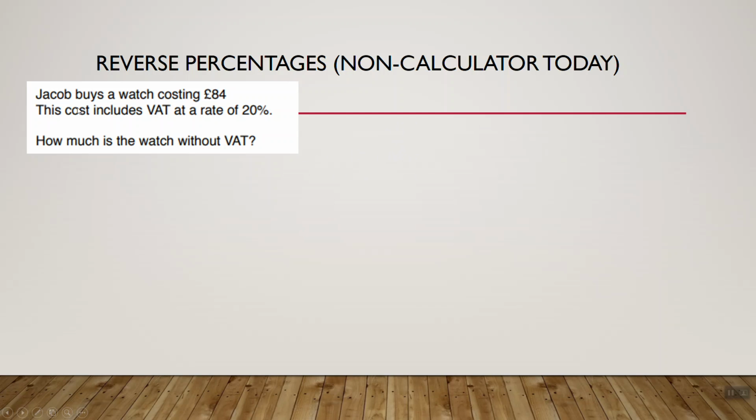So for this one, Jacob buys a watch costing £84. This cost includes VAT at a rate of 20%. So it includes the VAT, so that £84 already has this built into it. How much is the watch without VAT? The without part is the original. What was the cost of the watch before the VAT was added?